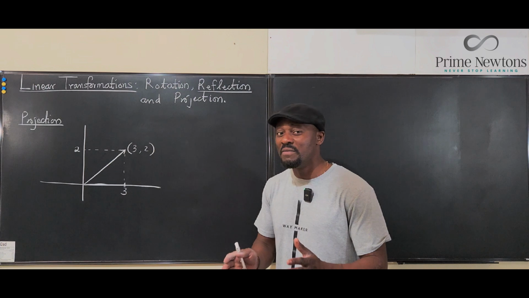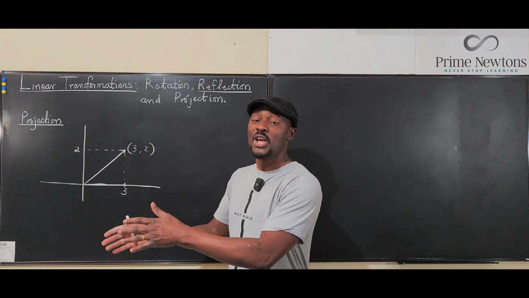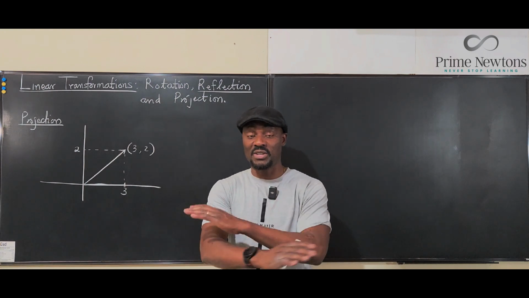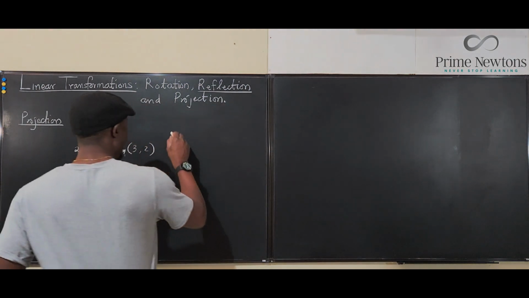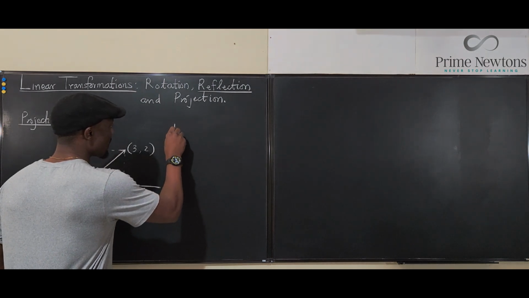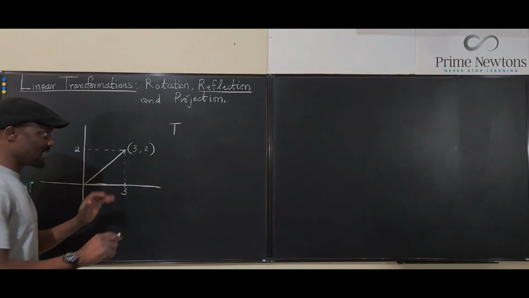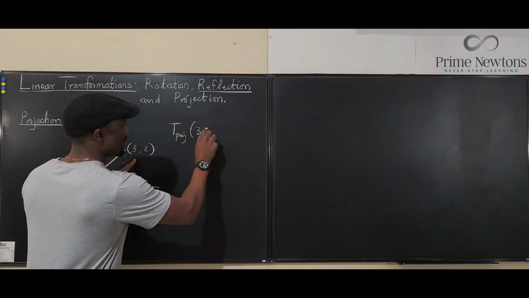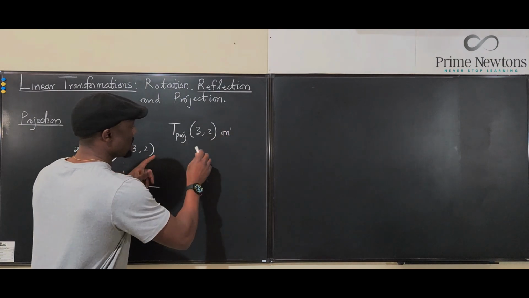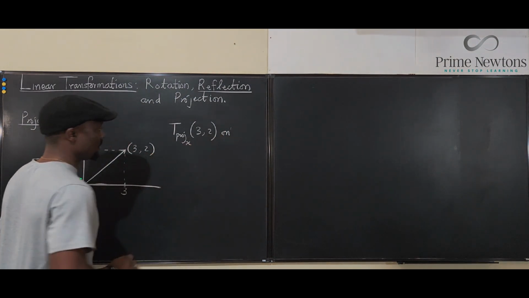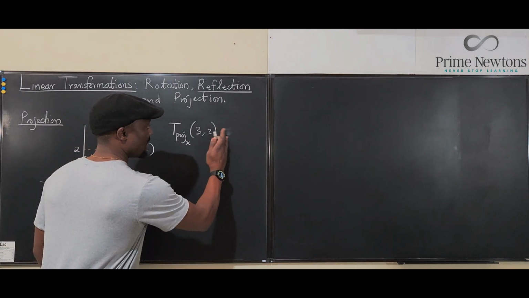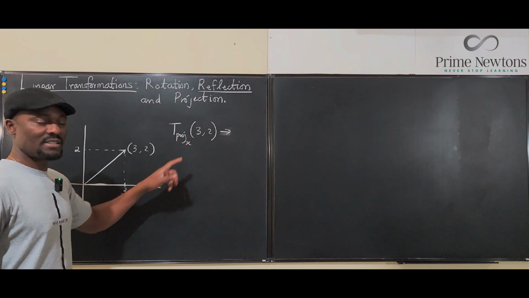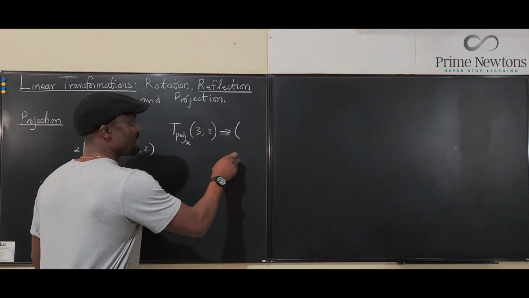So the projection of a vector onto a certain component only retains that component. Any other component that is not in that direction vanishes. So we can say that the projection, let's say this is a projection, I'm going to just write it this way. The projection of 3, 2 onto the x-axis. The projection of this vector onto the x-axis will only give you the value of the x-axis.